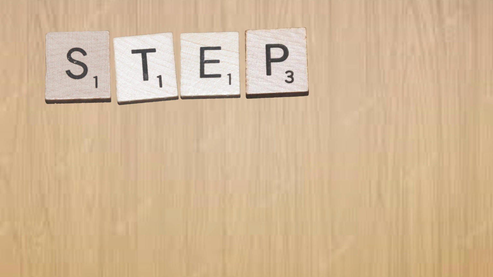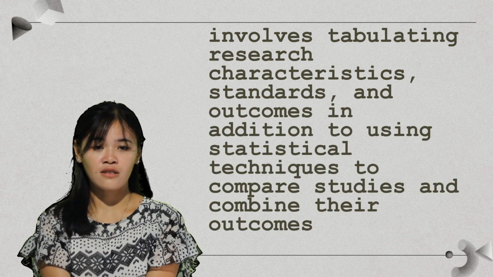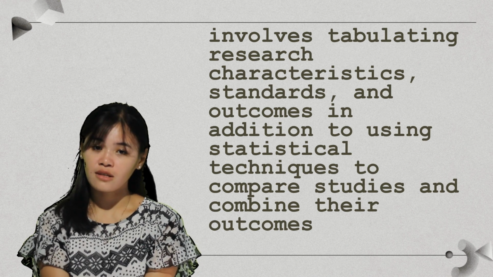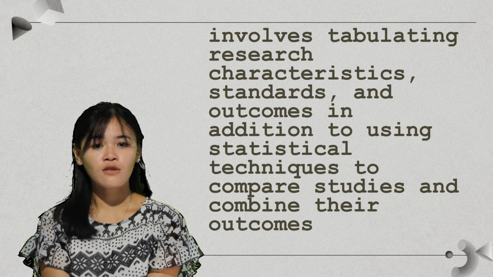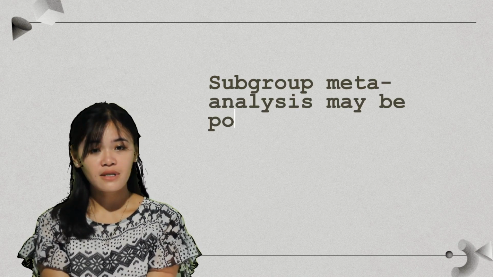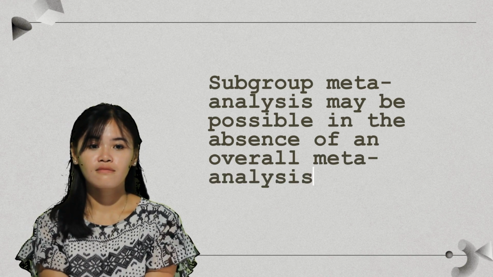Step 4. Summarizing the data. Data synthesis involves tabulating research characteristics, standards, and outcomes in addition to using statistical techniques to compare studies and combine their outcomes. The investigation of heterogeneity and its causes has to be prepared beforehand. Subgroup meta-analysis may be possible in the absence of an overall meta-analysis.